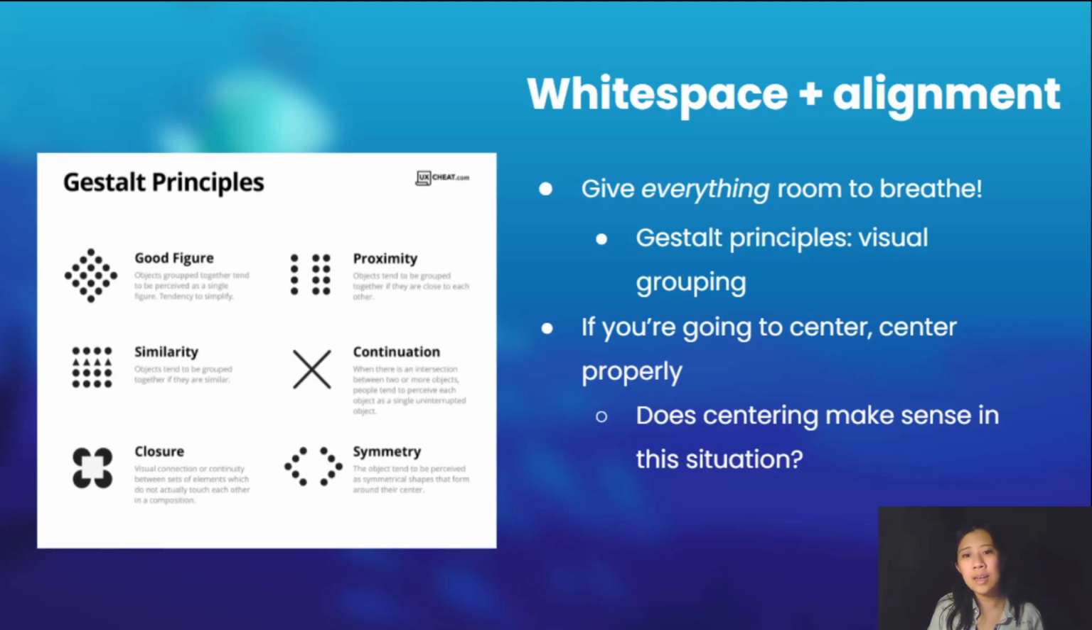And finally, symmetry. Objects tend to be perceived as symmetrical shapes that form around their center. So if you're going to center things, by the way, you want to center them properly and think to yourself whether centering actually makes sense in this situation. For example, text, when you center it, can sometimes be a little bit harder to read actually, because then you've got jagged edges on both the left and the right side. So I would recommend for English text to left align your text. For example, if I were to put these bullet points all centered in the middle of the page, it would look really terrible because all the bullets would not line up with each other. So that's something to keep in mind.